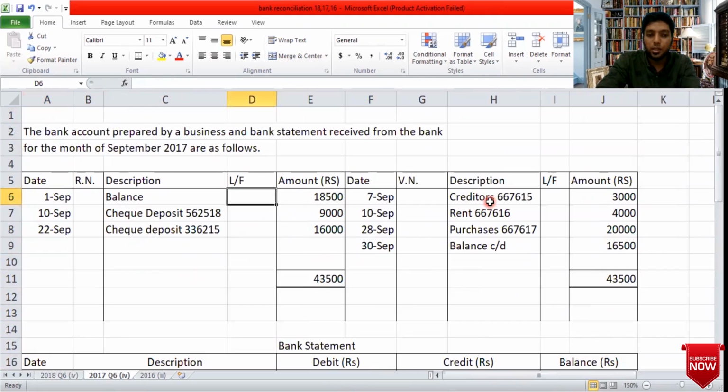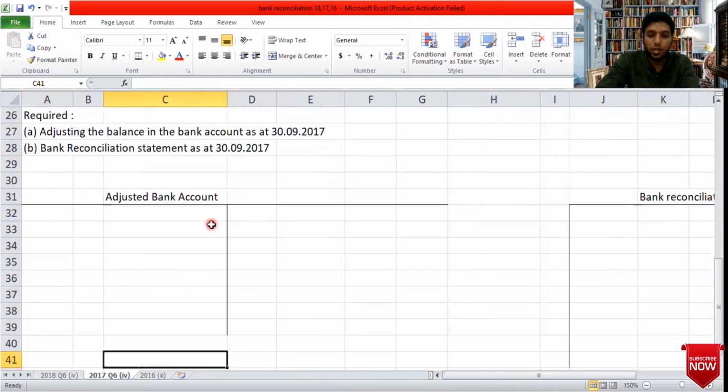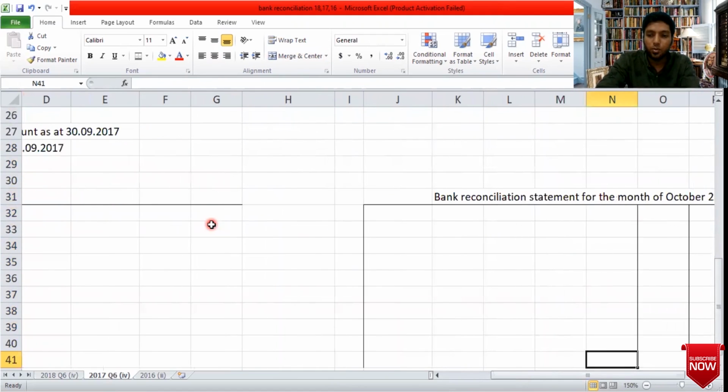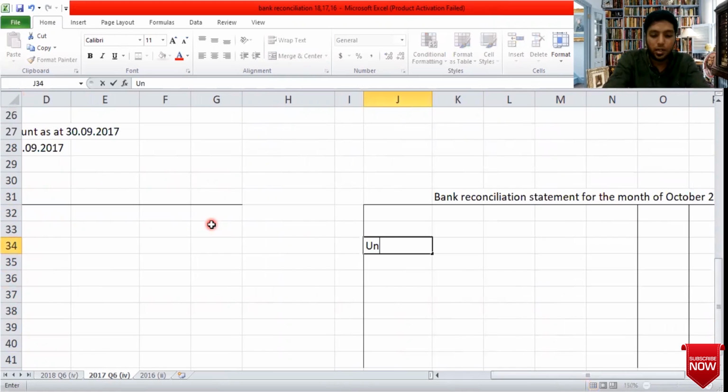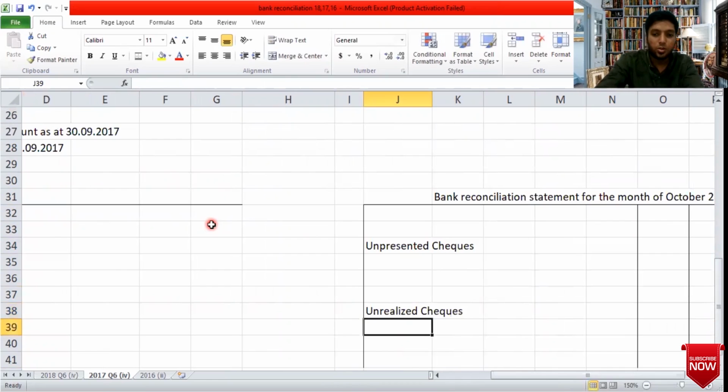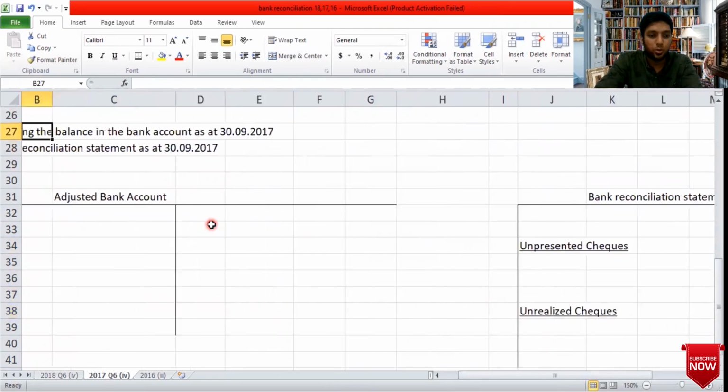Now I'm going to compare the cash book first of all to know what is unpresented and unrealized. So I can write here one thing: if you really want to do this, you can leave two lines and write here unpresented checks, and also write unrealized checks. Put a small heading and keep it, so we can do it so easily.